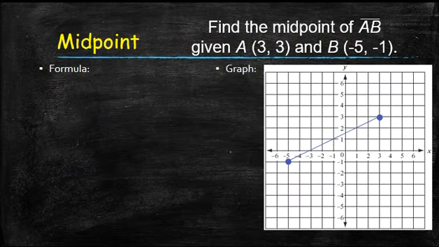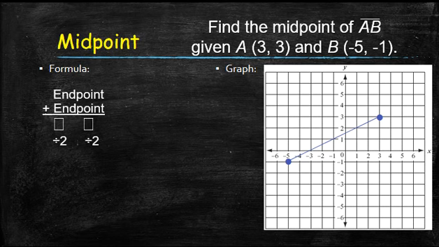Next up, let's find the midpoint of AB. We have given point A (3, 3) and B (negative 5, negative 1). So we're going to do this two ways. First, I'm going to use my formula. My formula is endpoint plus endpoint, and then I take the result I get and divide by 2.